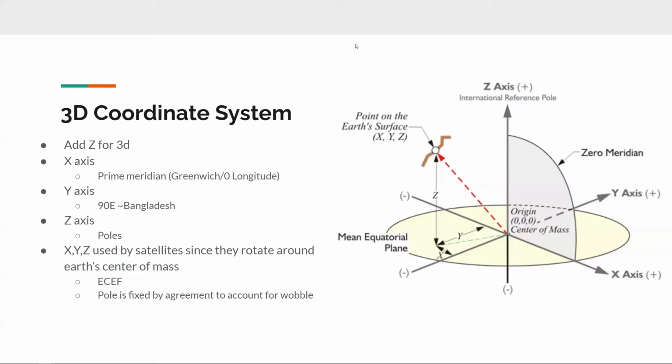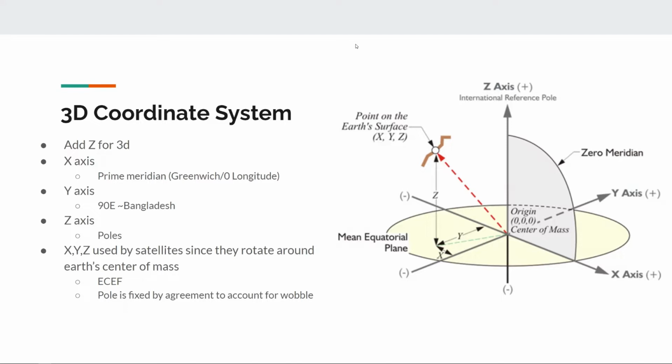The origin of all these systems is based on the center of mass of the planet, or what we think the center of mass of the planet is, spoiler alert. And that's going to be the axis that the Earth rotates on, and it's going to be our z-axis for this x, y, and z coordinate system. So this is what's used by satellites since they do rotate around the Earth's center of mass. So this is a perfect coordinate system for them. It's called ECEF.